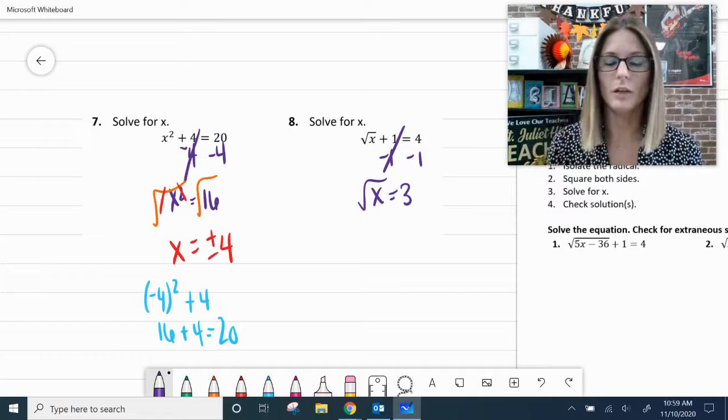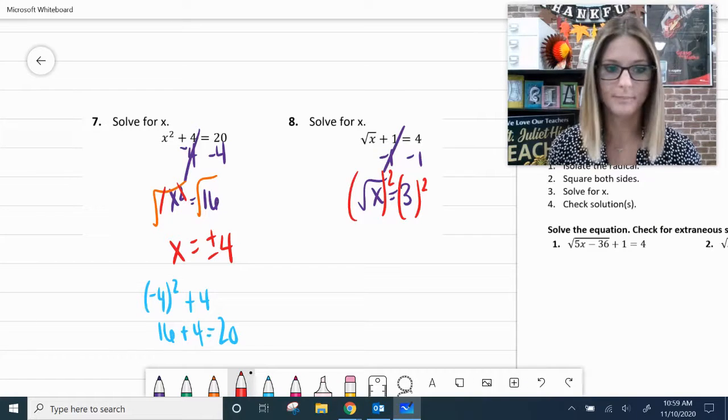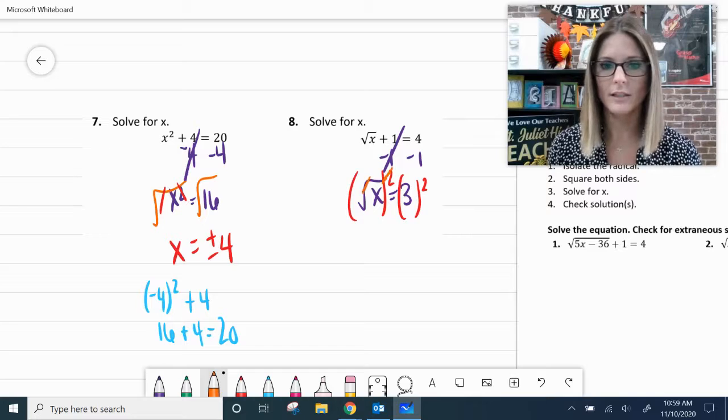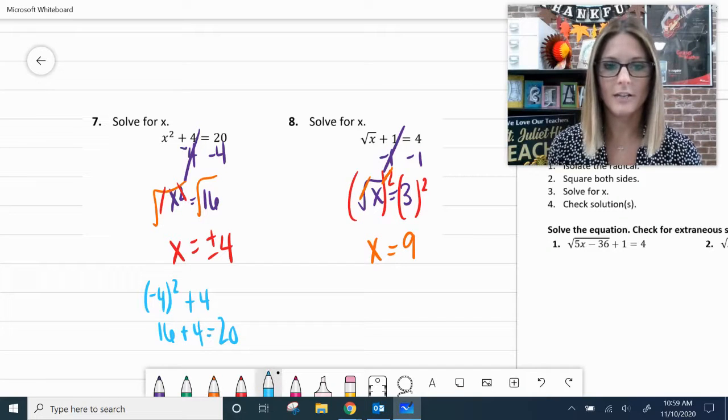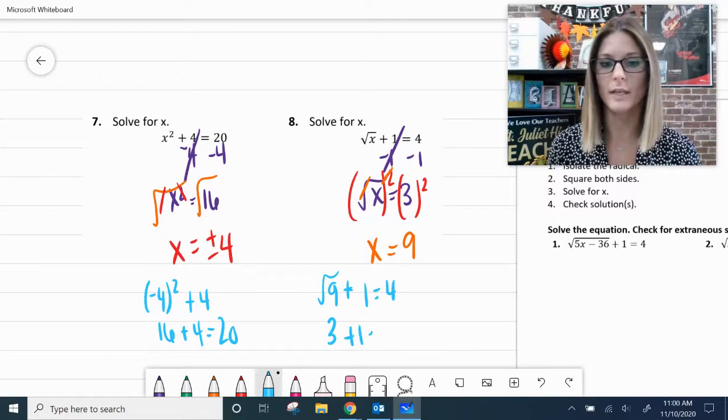So just as a lead into our lesson, how would you get rid of a square root? Well, just like we did in the last example, the inverse or opposite of taking a square root is squaring something. So if I square both sides of my equation, that'll cancel out the square root, and we just have x equals 3 squared, which is 9. I'll check it and show you: the square root of 9 plus 1. The square root of 9 is 3, plus 1 is 4.